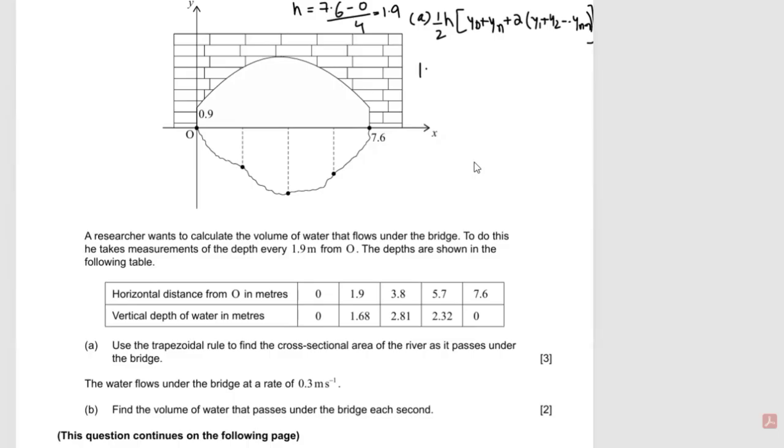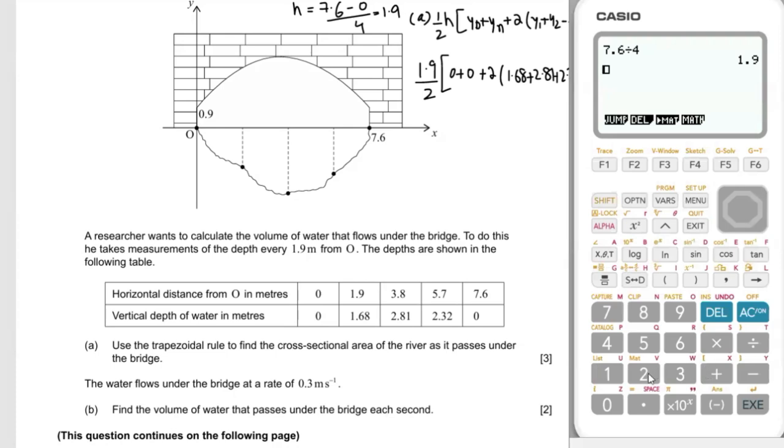So do 1.9 divided by 2, and I can see all the ordinates are already calculated. So I just need to put this as a 0 and this as a 0 as well. Then just double the middle ones. How many middle ones do I see? 1.68 plus 2.81 and plus 2.35, because these are the middle ones. They need to be doubled. And let's plug this into a bracket.